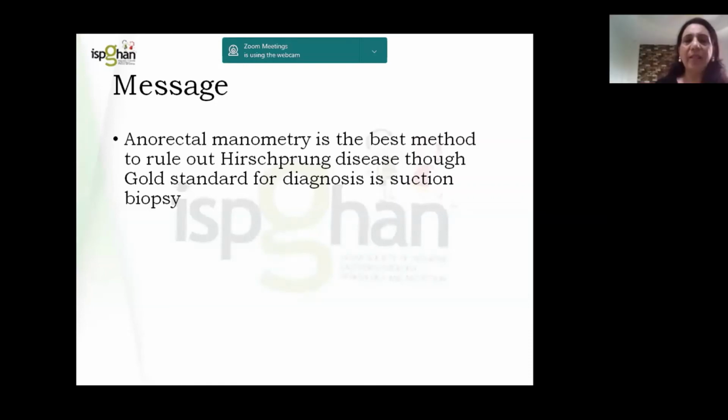So the take-home message is that anorectal manometry is the best method to rule out Hirschsprung disease. The gold standard for diagnosis of Hirschsprung disease is suction biopsy from the rectum.